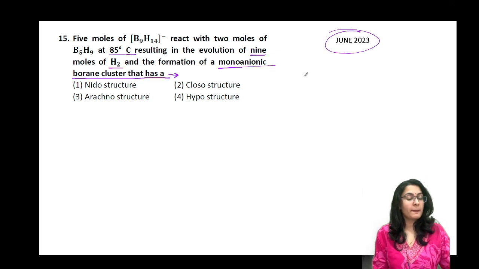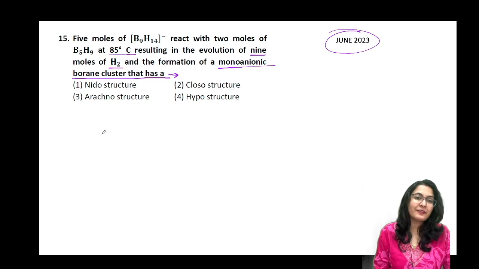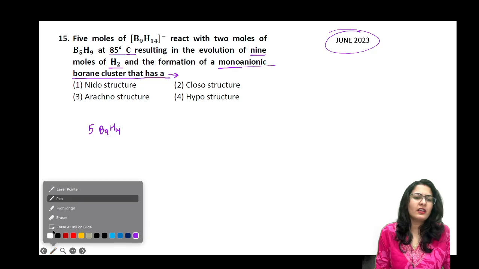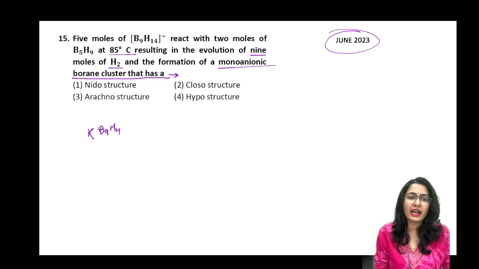Interesting question, guys. See, there are some reactions which are all over the book, all over the internet, but we usually don't pay attention to them. This is one of those reactions, right? So 5 moles, it is very clearly mentioned, 5 moles of B9H14 minus. Acha, minus hai? So let's just consider that I'm taking the potassium salt because I want to balance. So I'm taking 5 moles of this, reacts with 2 moles, it's a neutral compound B5H9.